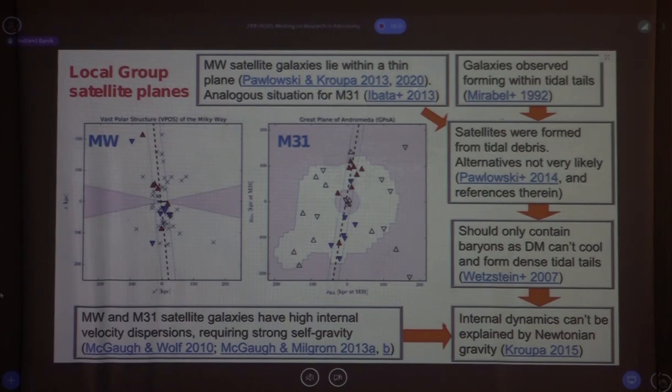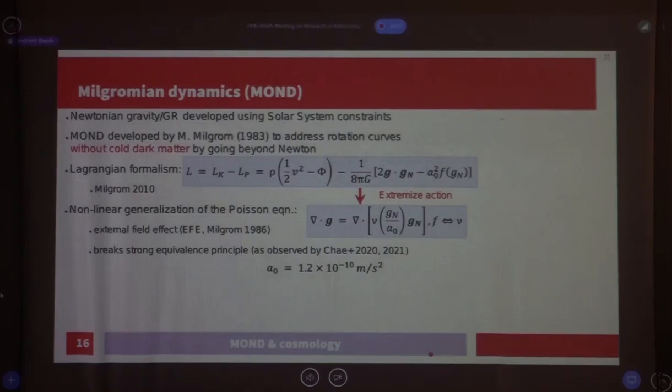And that means that the internal dynamics of the satellite galaxies in these planes need a different gravity, as explained on this slide. I mean, some of these papers have shown that they can be explained naturally in MOND, which I'll come on to. So, of course, the idea in MOND is that you can have this tidal dwarf scenario. You can have purely baryonic galaxies, but all galaxies are purely baryonic anyway in this scenario. So the high velocity dispersions are then explained by MOND.